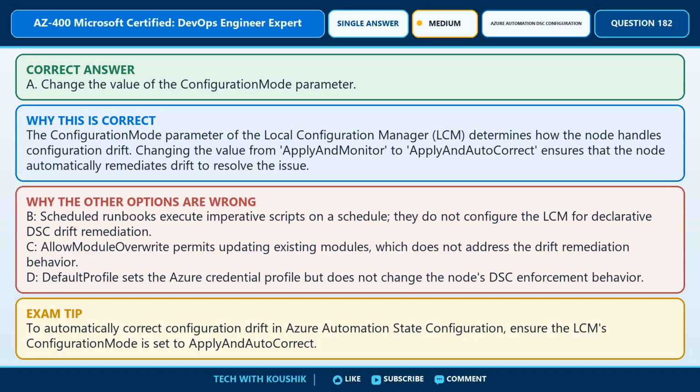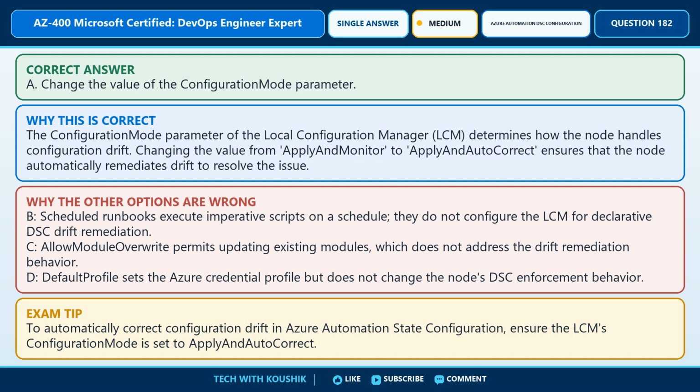The correct answer is option A: change the value of the configuration mode parameter. Here's why. The configuration mode parameter of the local configuration manager, LCM, determines how the node handles configuration drift. Changing the value from ApplyAndMonitor to ApplyAndAutoCorrect ensures that the node automatically remediates drift to resolve the issue. Why are the other options not correct?